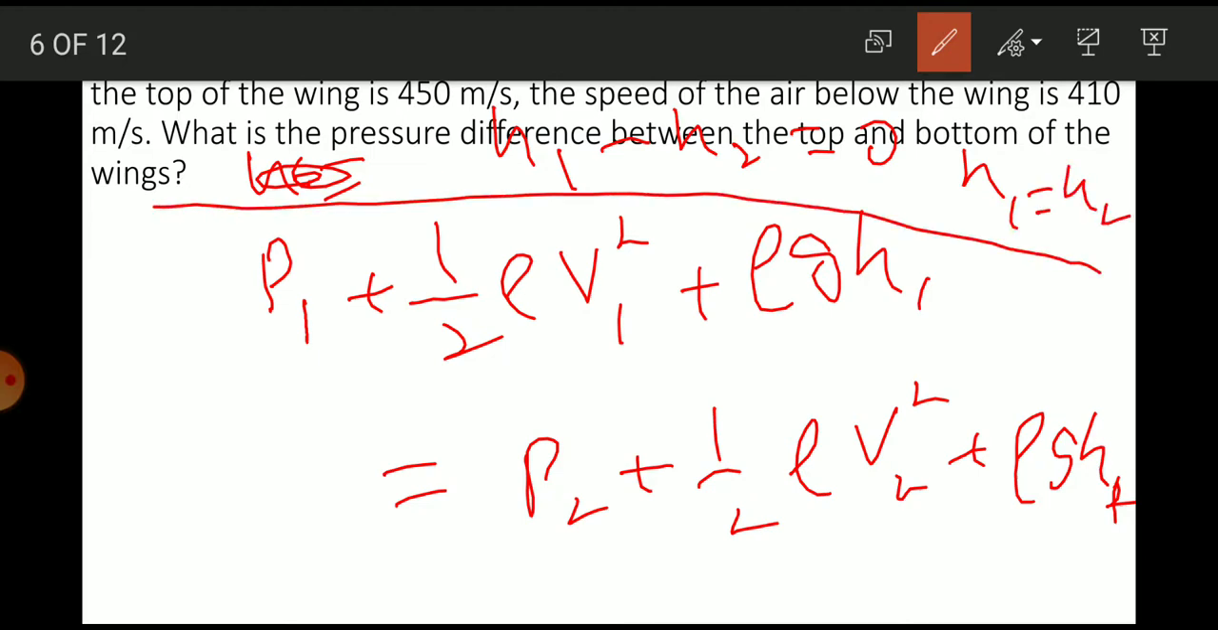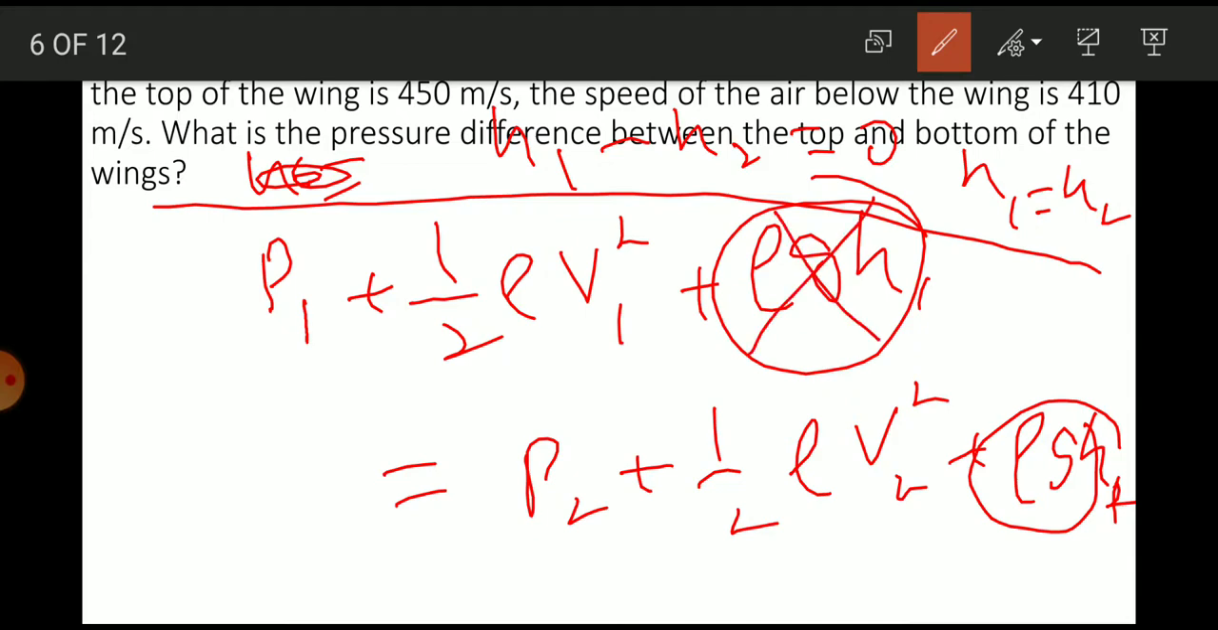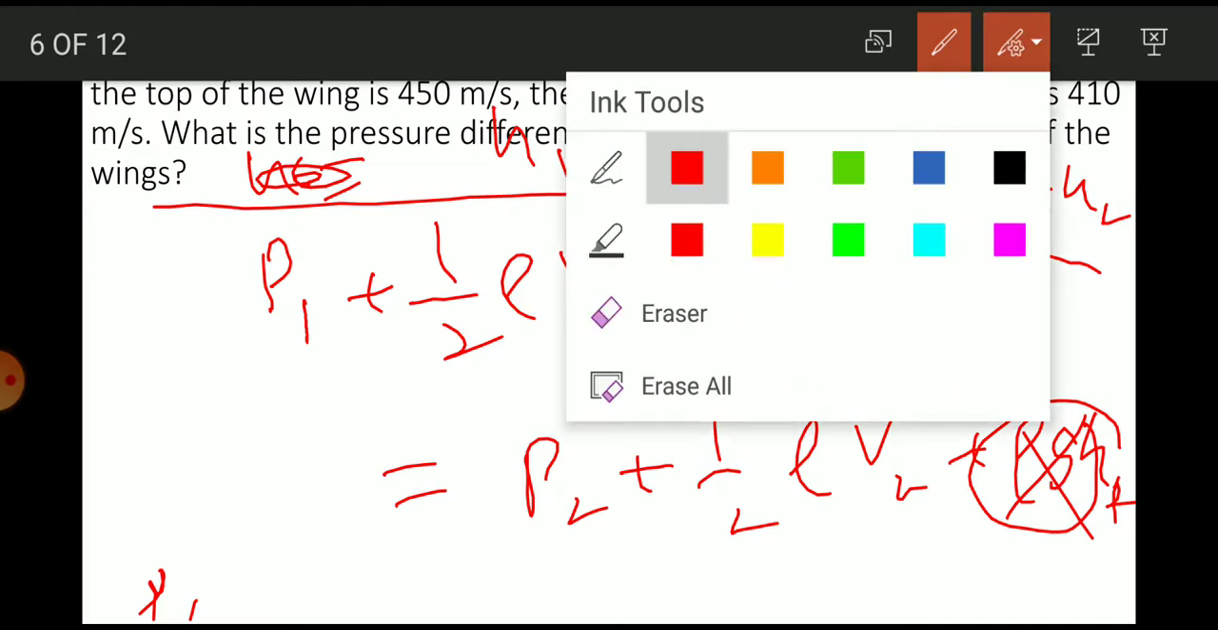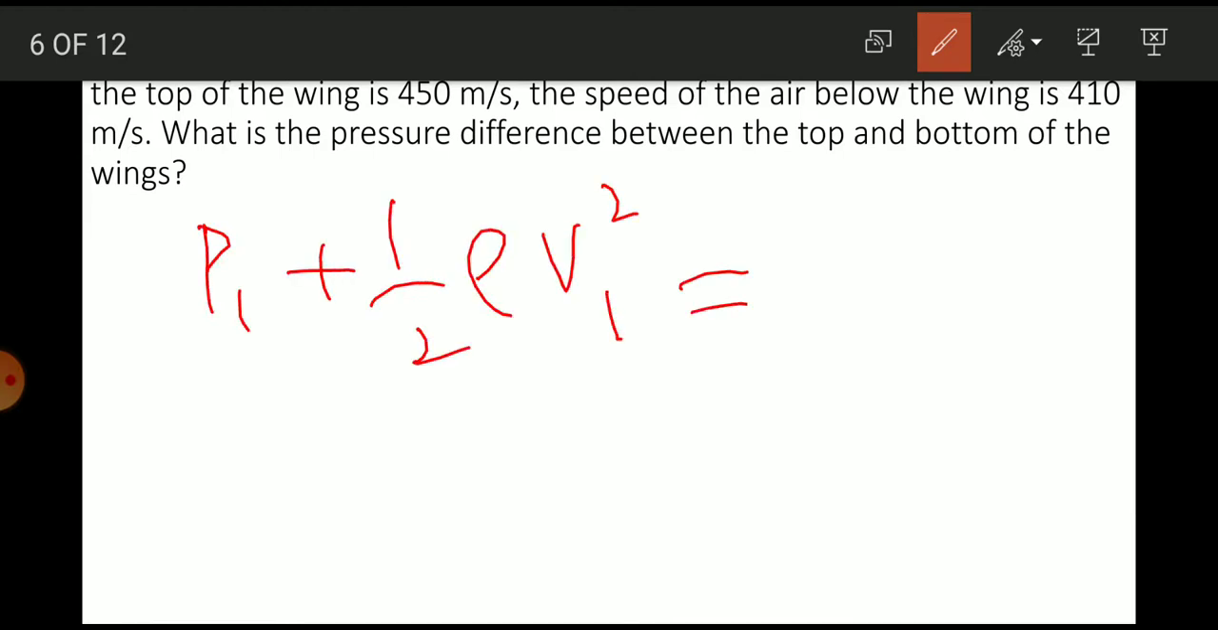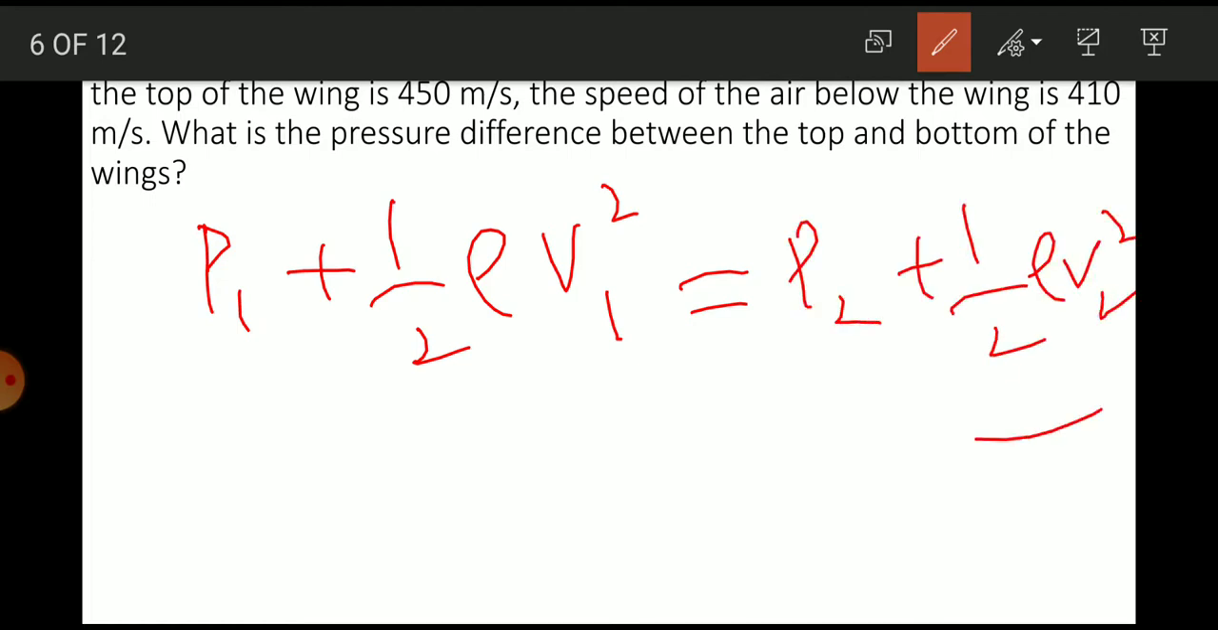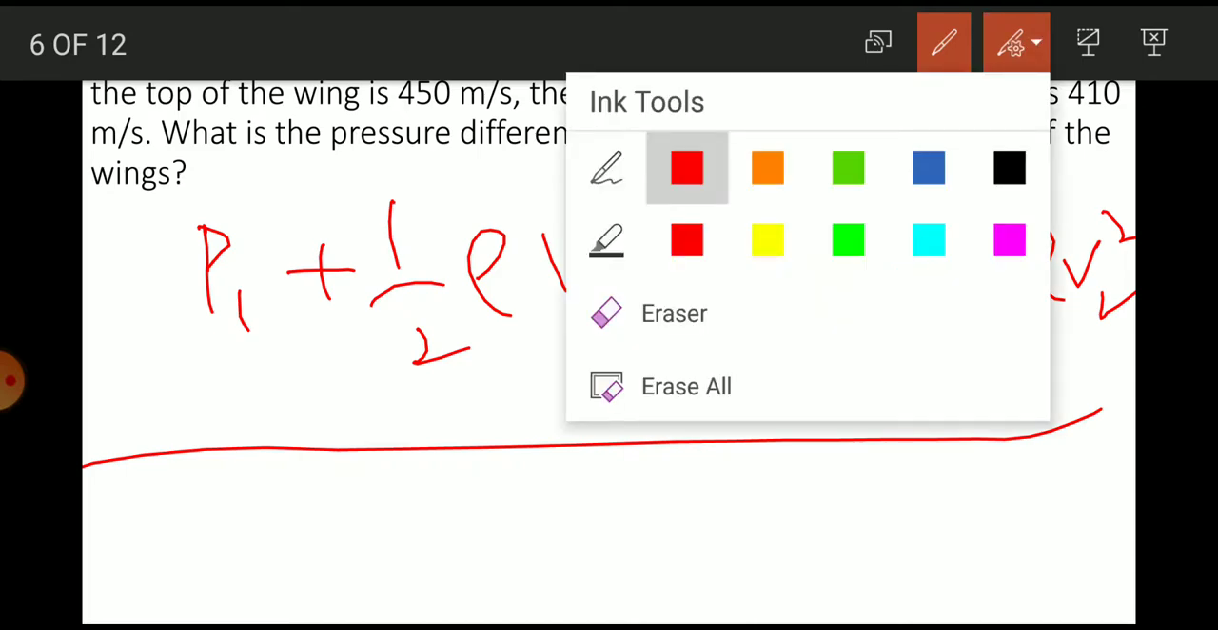Let's say the difference in height is negligible. So you drop these terms, they will not be written. You will write P1 plus 1/2 rho V1 square is equal to P2 plus 1/2 rho V2 square. Now you can do it with the help of this one.